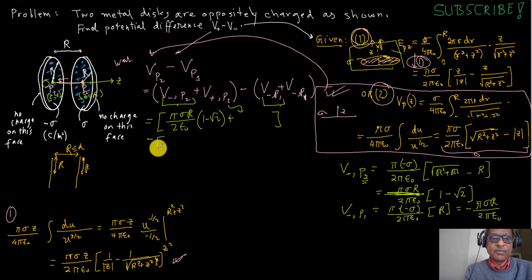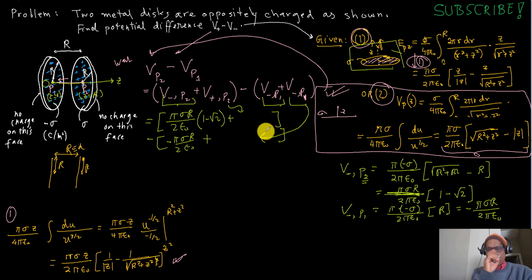And then this one is minus πσR over 2ε₀, and then we need to work this out.